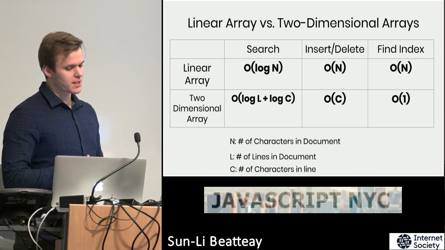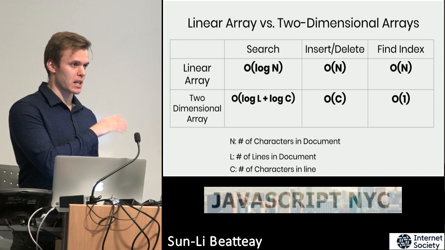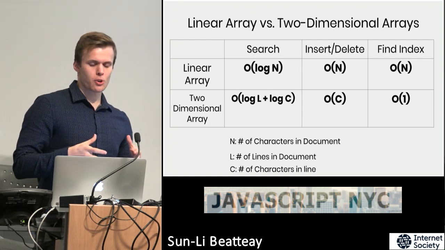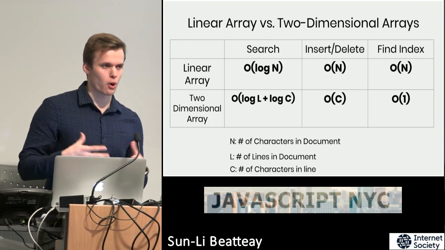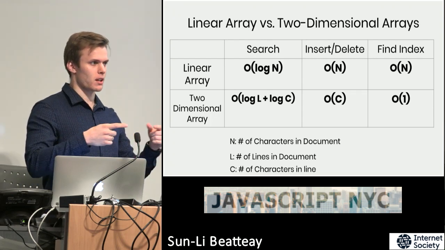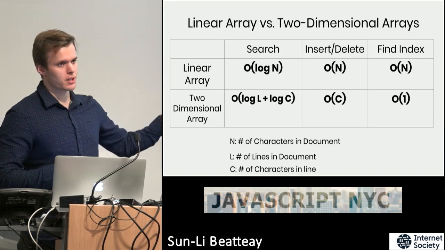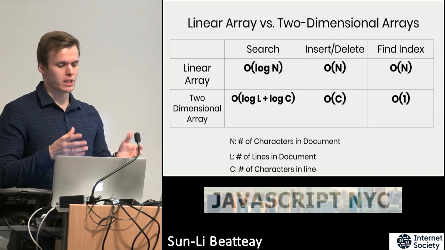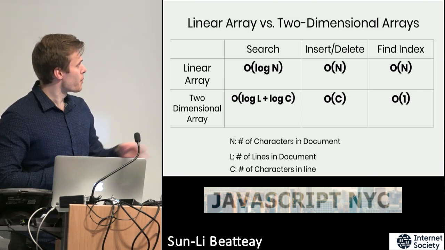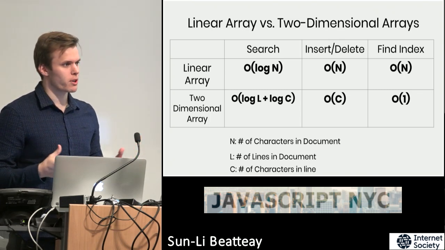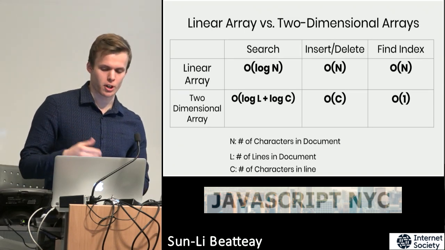For inserts and deletes, with a linear array it's O of N in the worst case, if you're making changes at the beginning of the array. In a two-dimensional array, you're only ever operating on one line at a time, so the worst case is O of C, C being the number of characters on that line. And then find index refers to that linearization I mentioned before. In a linear array, it was an O of N operation, having to split the document. But with a two-dimensional array, it's now an O of 1 operation, because we can just pass along that object, and so we know exactly where it's occurring.